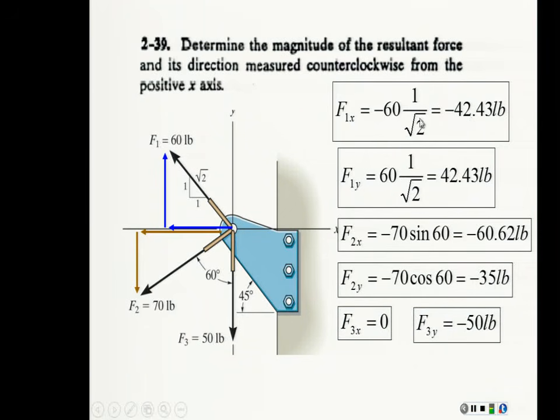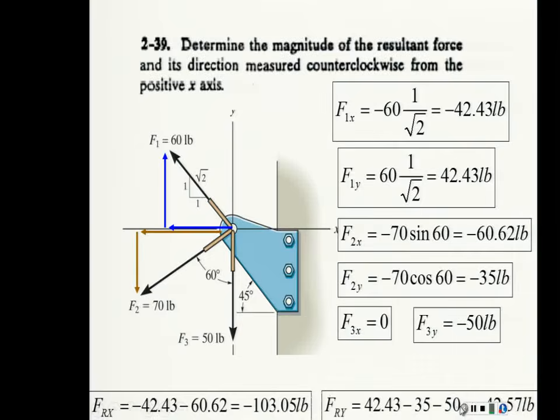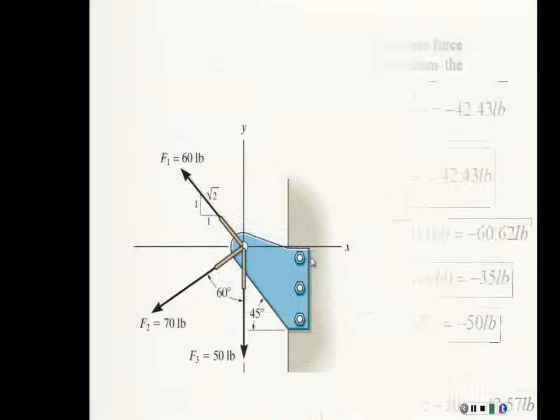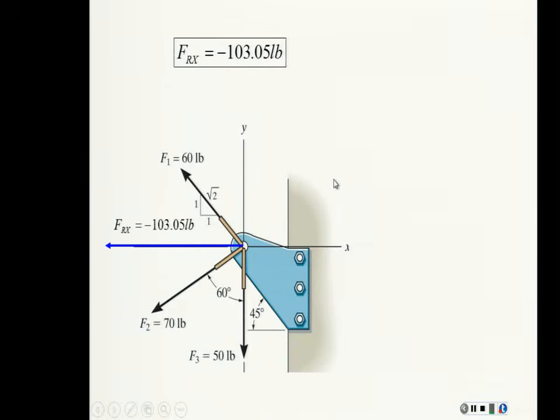Now, what do we do? We add everything that is in X together, meaning these, and these, and we add everything that goes in Y together, this, and this, with the corresponding signs, of course, and we calculate those two values, and we calculate the resultant force.